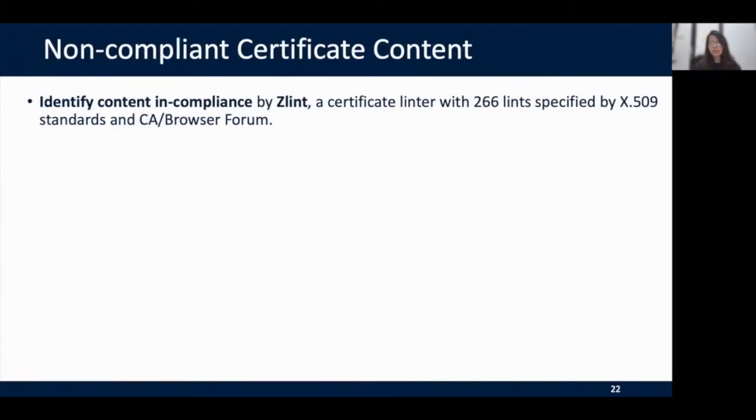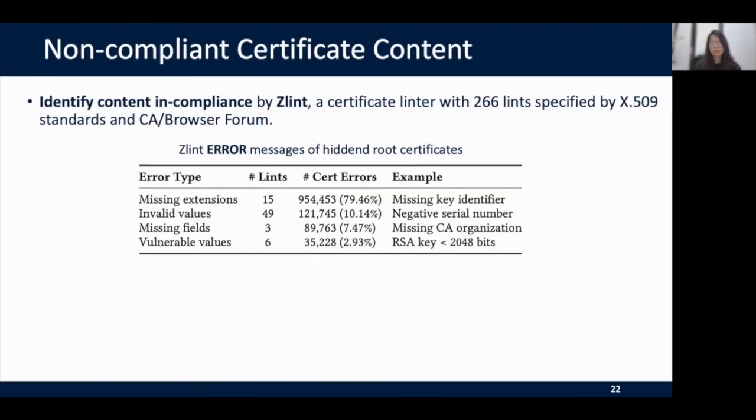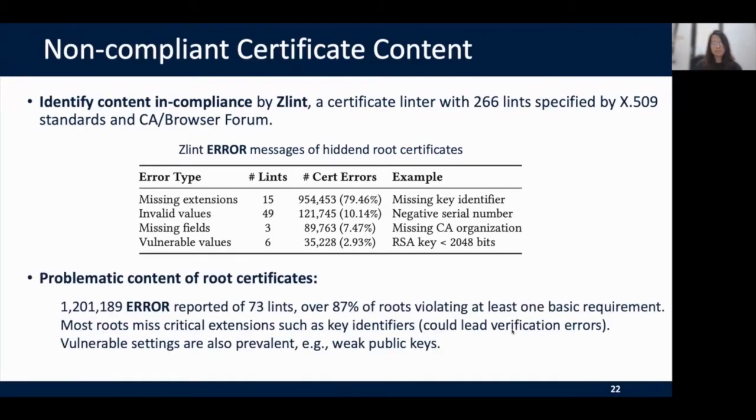We further analyzed the content compliance by zlint, a linter that checks whether the content of a certificate meets implementation requirements. We first check the hidden roots themselves, as shown in the table. Over 87% of them have been reported with at least one error. Most of them miss critical extensions such as the key identifiers. Besides, invalid or vulnerable settings are also prevalent. For example, they would still use weak algorithms like SHA-1.